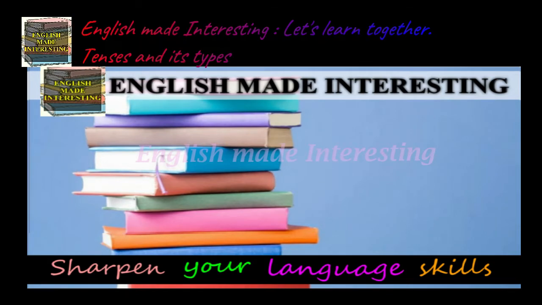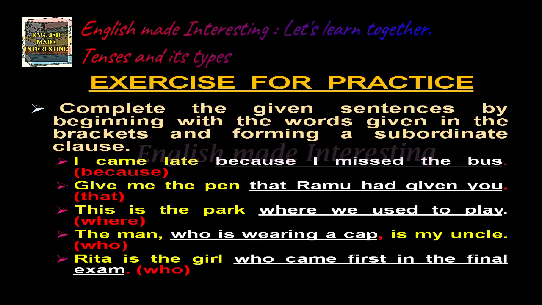First, we'll discuss the answers for the questions given in the previous video. Clauses and its types. So here it is. Complete the given sentences by beginning with the words given in the brackets and forming a subordinate clause. Hope you remember what is a clause. A clause is a group of words that contain a finite verb, a subject and a predicate, but does not make a complete sense. So here it is a dependent clause.